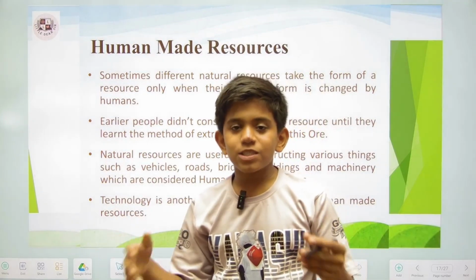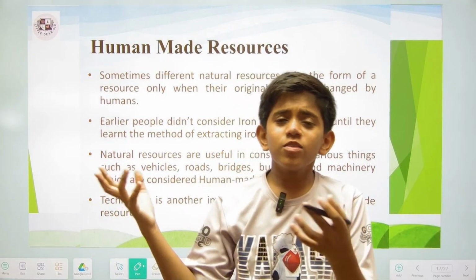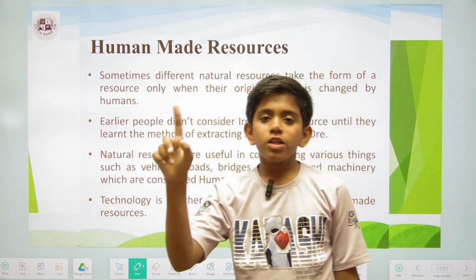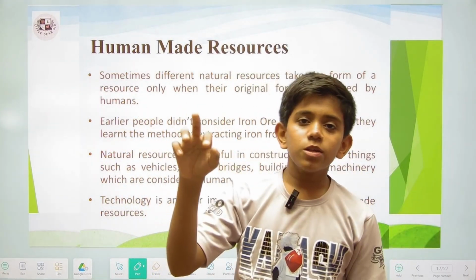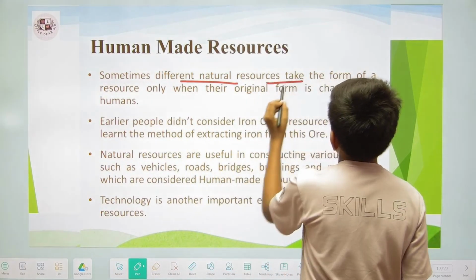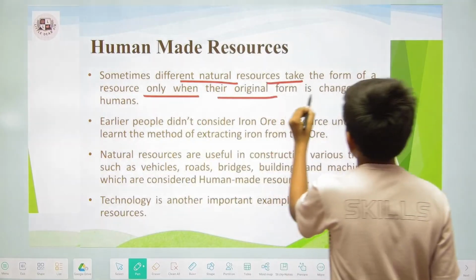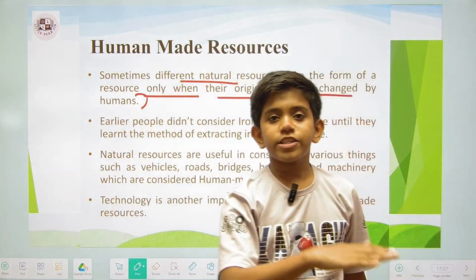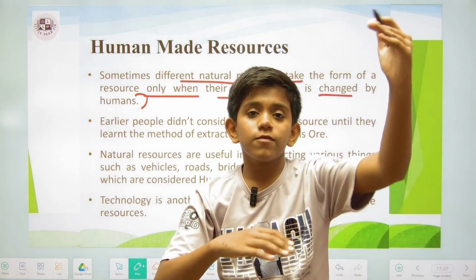These are the resources which we get from nature, and we do not do too much modification. We learned about the two types, renewable and non-renewable. Renewable can be made again, non-renewable cannot be made again. Sometimes natural resources become a resource only when their original form is changed by humans. These resources we also get from nature, but with modification we use them.